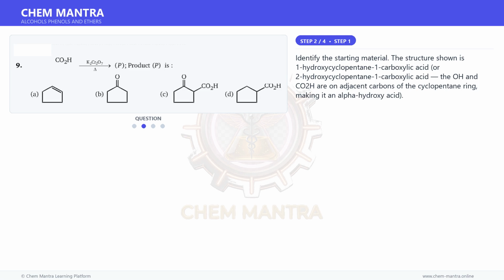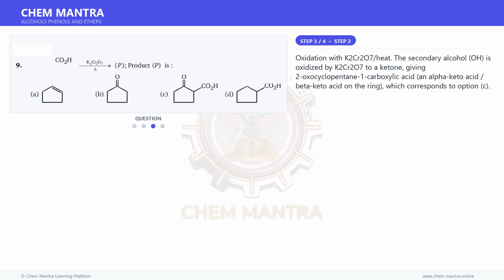Moving on to the next step. Identify the starting material. The structure shown is 2-hydroxycyclopentane-1-carboxylic acid. The OH and CO2H are on adjacent carbons of the cyclopentane ring, making it an alpha-hydroxy acid.